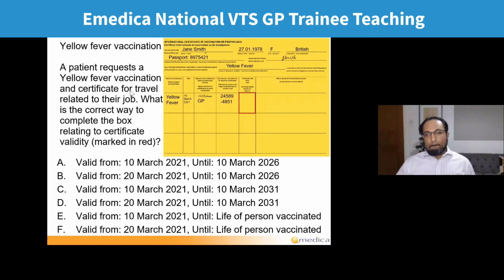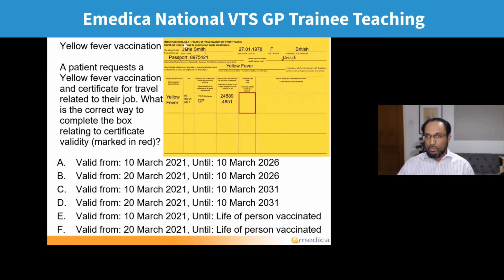Okay, so if we look at the question, in any picture question, it's important to look at both the picture and the scenario. So if you look at the picture here, there's a clue that this is the bit in red. But then if we read it here, you've got someone that wants a yellow fever vaccination and a certificate for travel. And it's asking what's the correct way to complete the box marked in red. So relating to certificate validity, i.e.